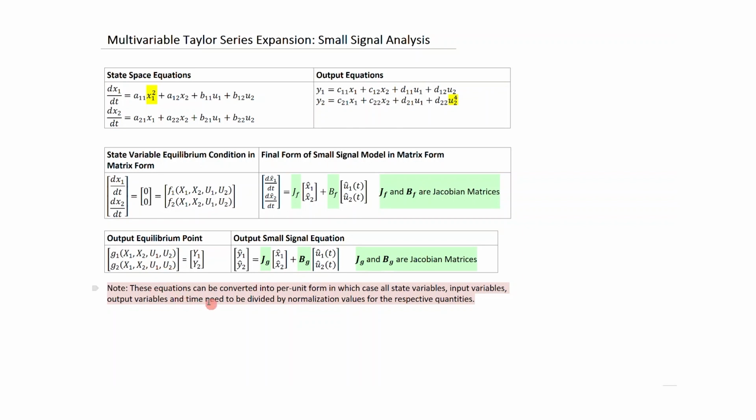Now, you could convert these equations to per unit form, in which case all state variables, input variables, output variables, and time need to be divided by normalization values for the respective quantities. This just makes computations a little bit easier because you compress the number range.